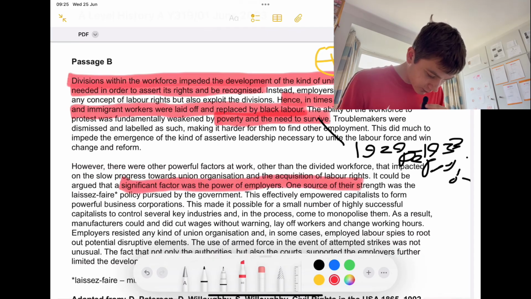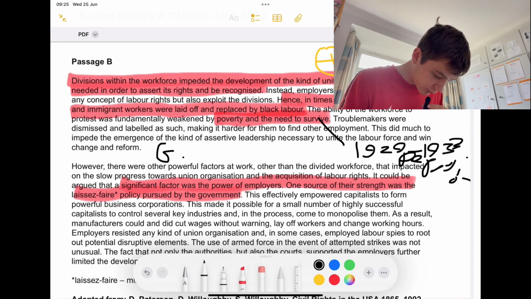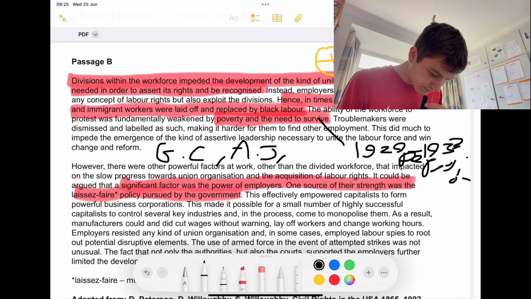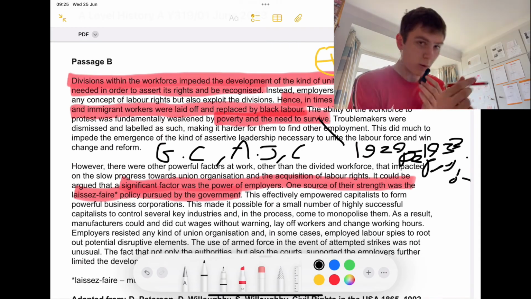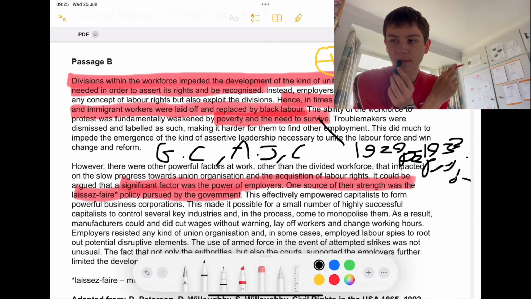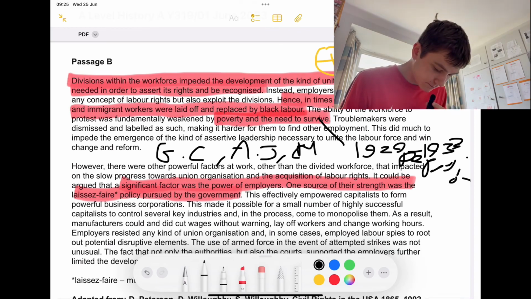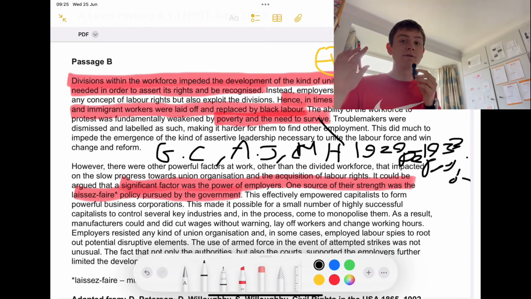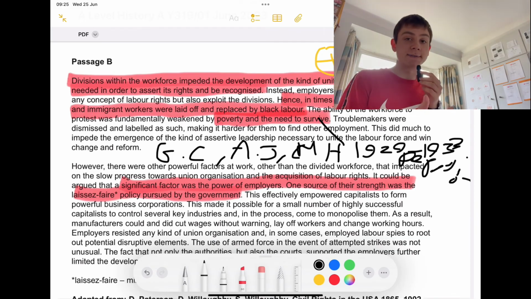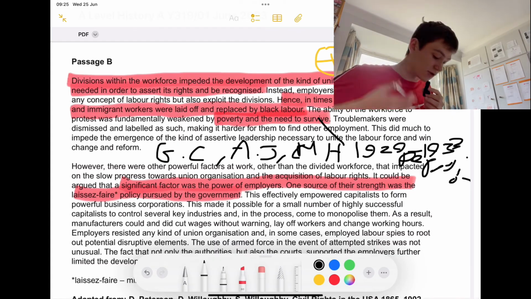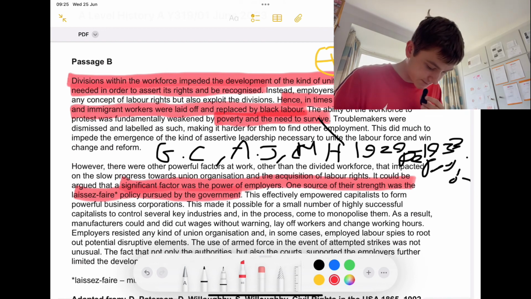Certain factors contributed to the power of the employer. One source, I think, was the less fair policy pursued by the government, such as, again, Grover Cleveland, and Andrew Johnson, and not Calvin Coolidge, what was his name? The one before Franklin D. Roosevelt. Herbert Hoover. For that less fair policy, minimum governmental interference meant employers could have maximum capitalism, maximum monopolies, and exploit the labour force as much as they wanted to maximise their profits, with a negative impact on workers' well-being and their resentment towards their employers.